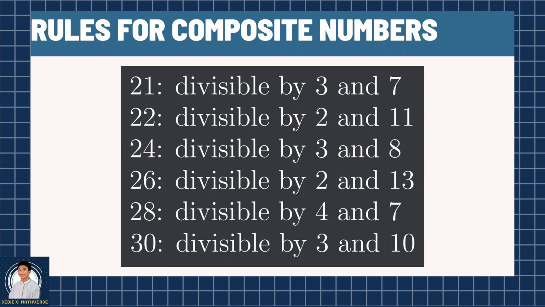So those are the divisibility rules for the other composite numbers from 2 to 30 that we haven't discussed yet. Remember that if we memorize the first 4 rule sets, we are good to go with these remaining 12 composite numbers or even larger numbers.